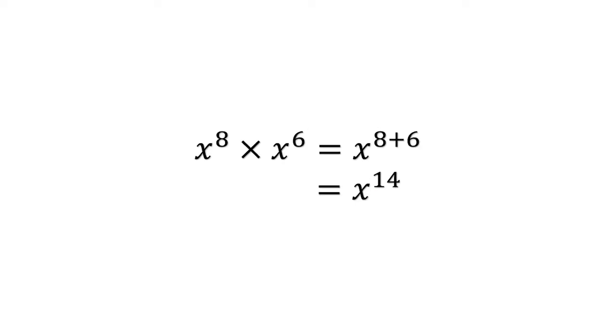If we use variables, it is even easier. We check that the bases again are the same. Yes, they are. So we are going to add the indices together. So x to the power of 8 times x to the power of 6 will equal x to the power of 8 plus 6 equals x to the power of 14.